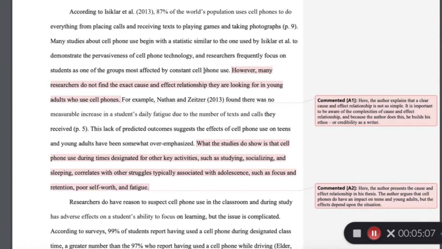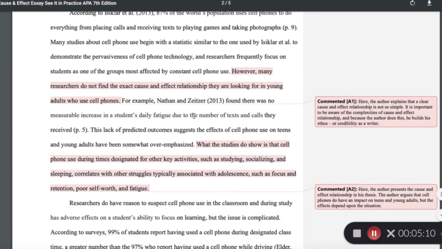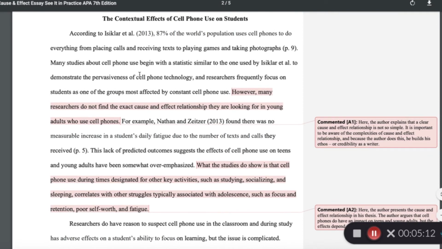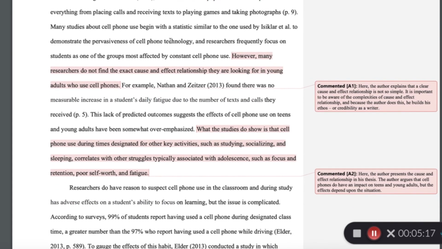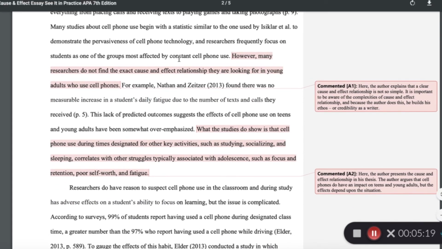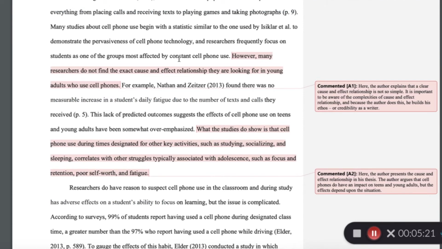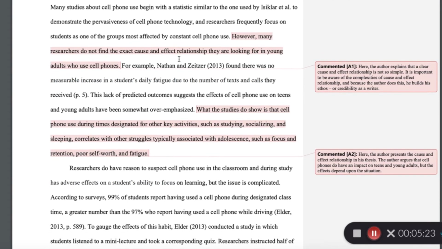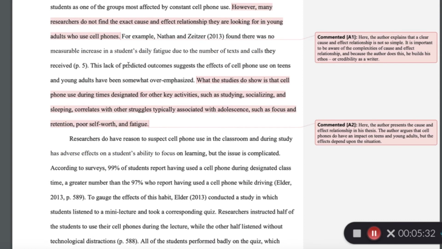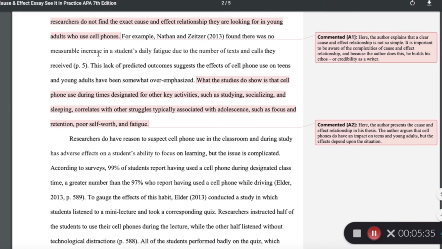So this paragraph basically talks about how the previous studies that have been done focus on students, and most of the groups are students because they are most affected by cell phone use. But he says here, however, many researchers do not find the exact cause-effect relationship they're looking for in young adults who use cell phones. And then this study actually shows here that there's no measurable increase in a student's daily fatigue related to the number of texts and calls they received.